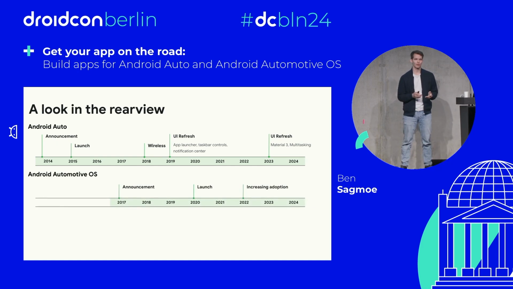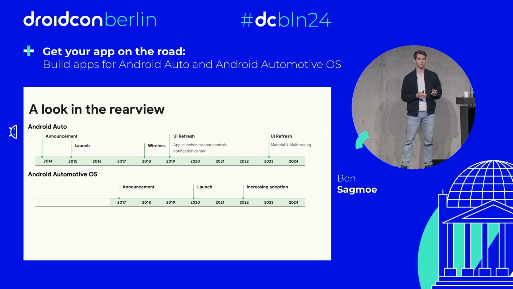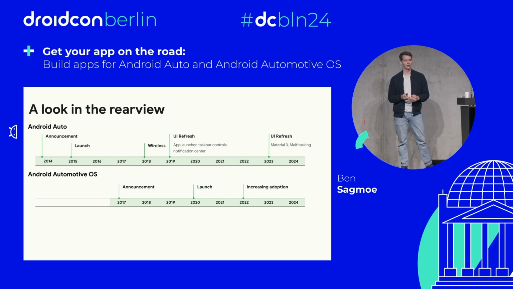Likewise, Android Automotive OS was announced in 2017, and it first shipped with the Polestar 2 in 2020. Since then, more and more OEMs have begun shipping cars with Google built in, and today, 10 brands are already shipping cars, and more have announced that they will be doing that within the coming years.